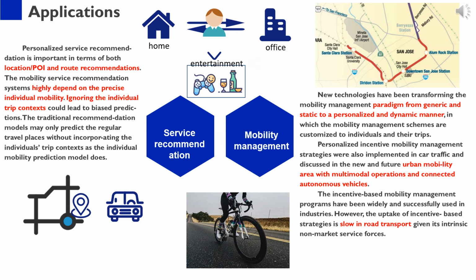New technologies have been transforming the mobility management paradigm from generic and static to a personalized and dynamic manner, in which the mobility management schemes are customized to individuals and their trips. For example, the San Francisco Bay Area Rapid Transit piloted the BART Perks Phase 2 incentive program in 2019. Personalized incentive mobility management strategies were also implemented in car traffic and discussed in the new and future urban mobility area with multimodal operations and connected autonomous vehicles.